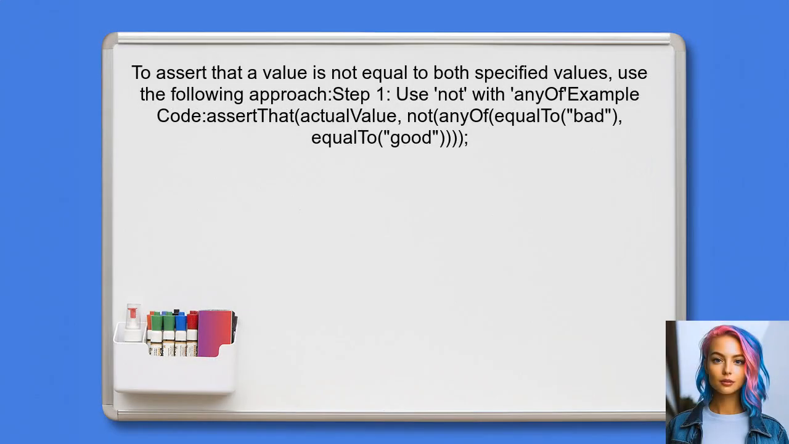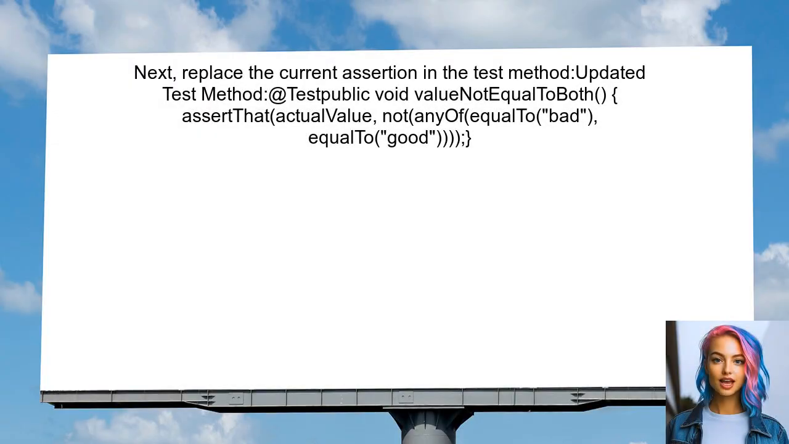To assert that a value is not equal to both specified values, the user should use the Hamcrest library's matchers effectively. First, they need to use the not matcher combined with anyOf instead of allOf. Next, the user should replace the current assertion in their test method with this new assertion. This will ensure that the test fails if the actual value is either bad or good.